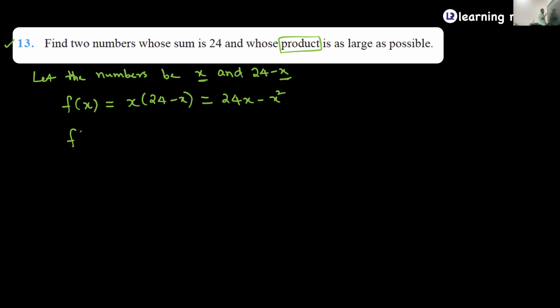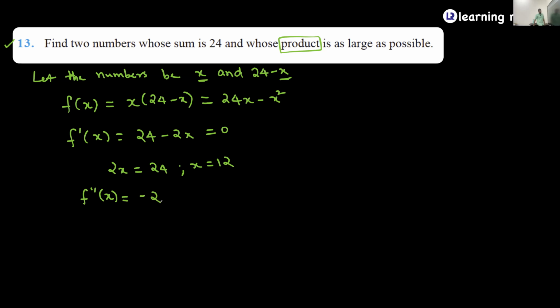That is f dash of x equal to 24 minus 2x. So equate it to 0 for maxima or minima. 2x is going to be equal to 24, hence x will be equal to 12. Now you do f double dash of x, which is going to be minus 2, which is less than 0. So x equal to 12 is going to be the point of maxima, and that is what they're asking. So what is the number? So the numbers are 12 and 12 itself.